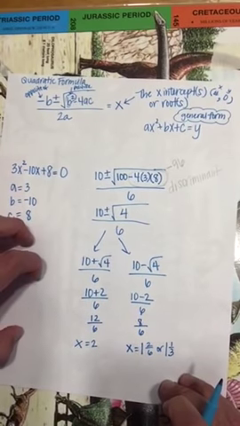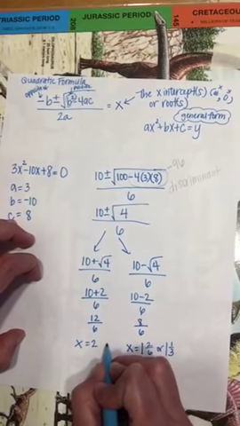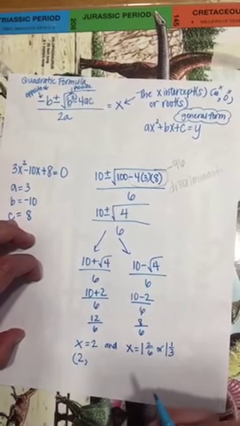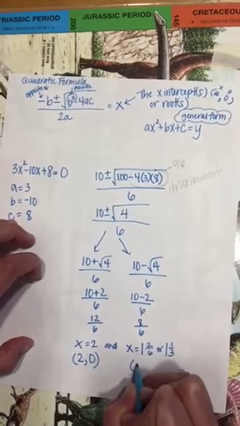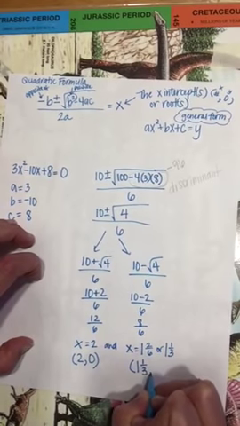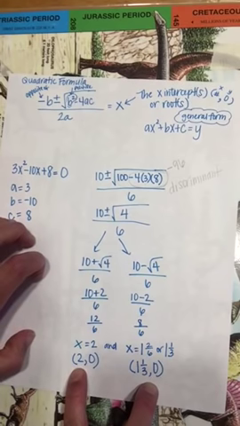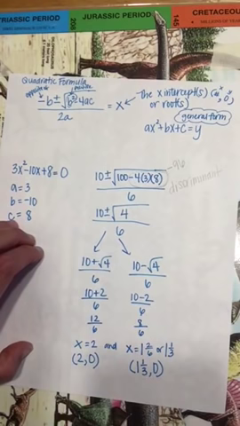When I write out my roots, I could say x is equal to 2 and 1 1/3, or I could write my two intercepts: 2, 0, and my other x-intercept 1 1/3, 0. These would be the two places on the graph where the parabola or the quadratic would touch the x-axis.